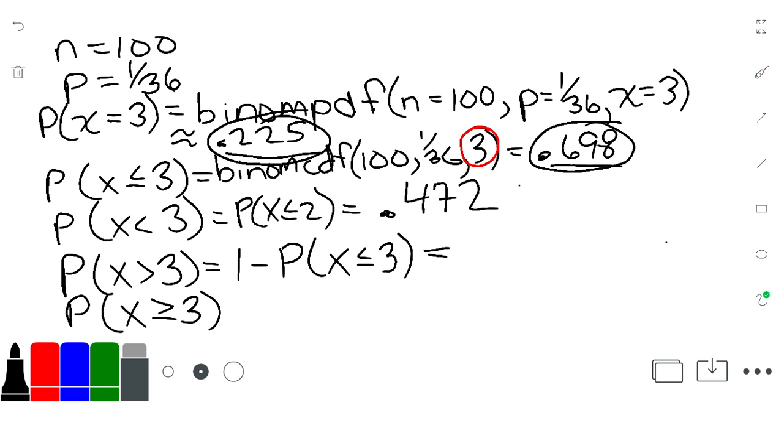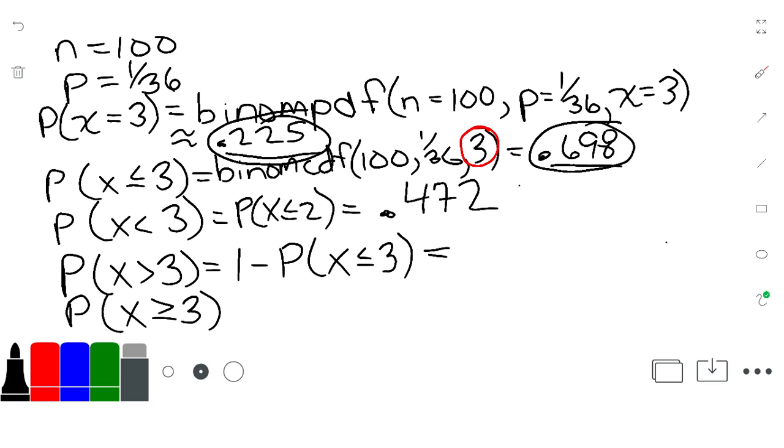So the reason that works is because 1 you can think of as the probability that any event will happen. In other words, that I'll either have 0 wins or 1 win or 2, all the way up to 36. And to find the probability that x is greater than 3, I want to subtract off all of the events except for the ones that I'm interested in. The ones that I'm interested in are the ones bigger than 3, so I want to subtract all of the events that are not bigger than 3. In other words, that are less than or equal to 3.